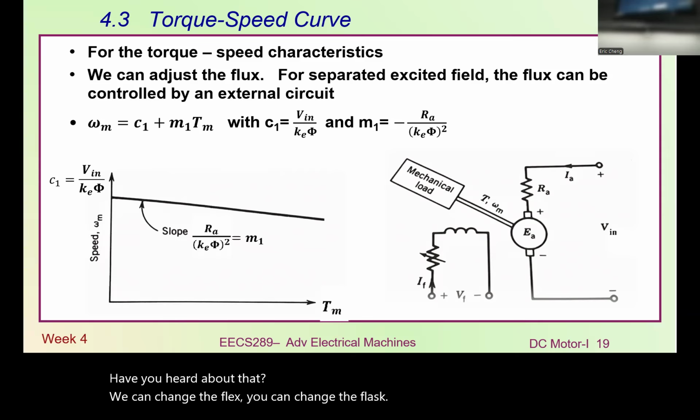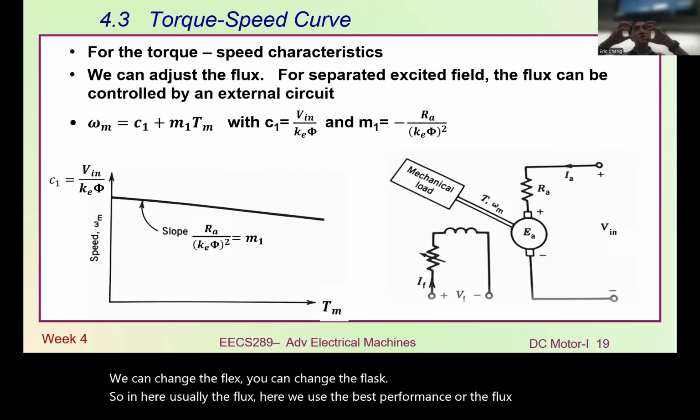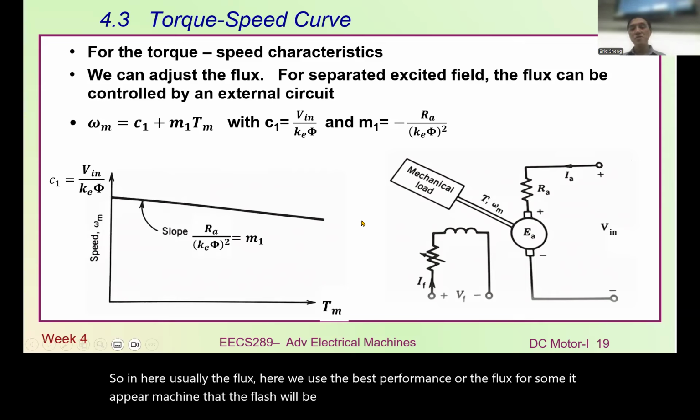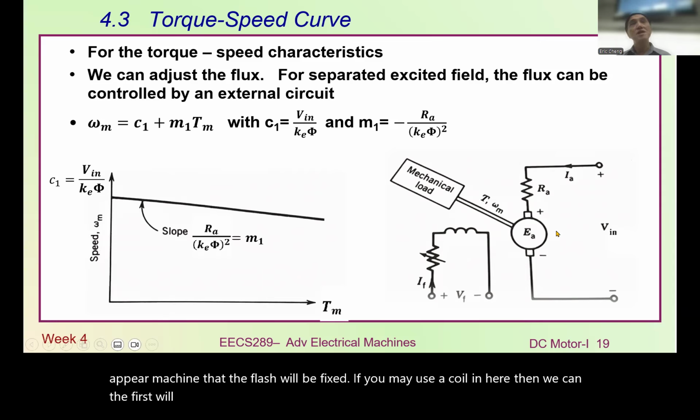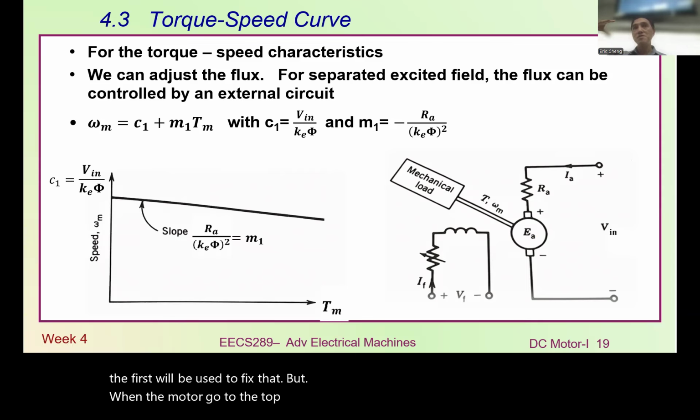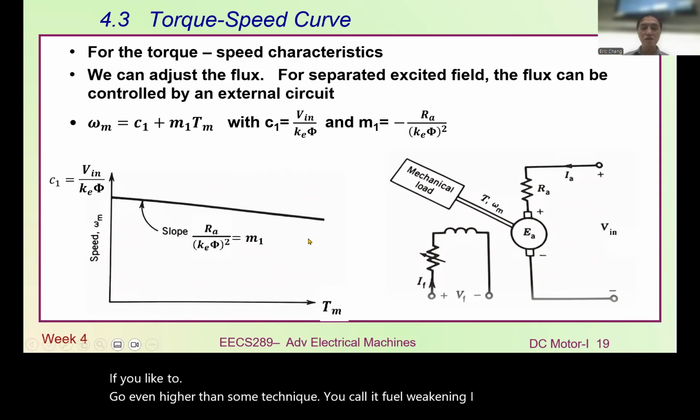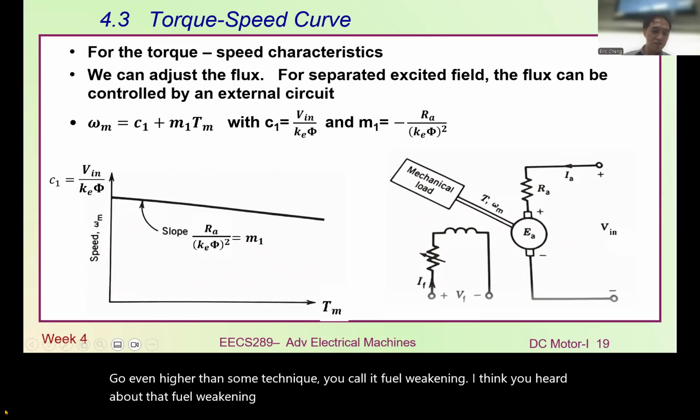So usually for the flux here, we use the best performance flux. For example, if it is a PM machine, the flux will be fixed. If we use a coil in here, then the flux will usually be fixed. But when the motor goes to the top speed, if you would like to go even higher, there's a technique we call field weakening. I think you have heard about that. Field weakening will decrease the flux.